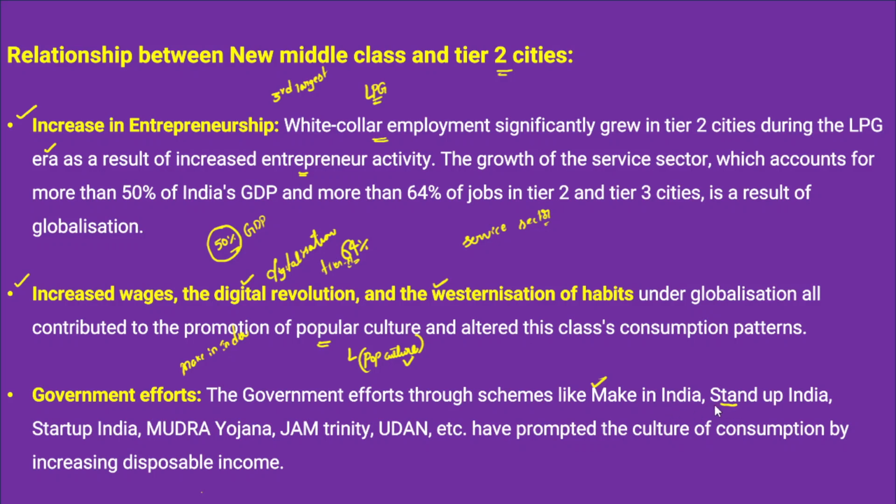After that, the Stand Up India program and the Startup India program, both were launched to promote entrepreneurship in the country. So after that, the Mudra Yojana was also launched. Now Mudra Yojana provides microfinance facilities to the upcoming entrepreneurs: Shishu, Kishore, Tarun. So these are three loan categories in Mudra Yojana. So it provides microfinance to the entrepreneurs or the local vendors. And after that, the Jan Dhan, Aadhaar, Mobile trinity has also been launched in order to enhance financial inclusion. And the Udaan program was launched to improve regional connectivity to these tier 2 and tier 3 cities.